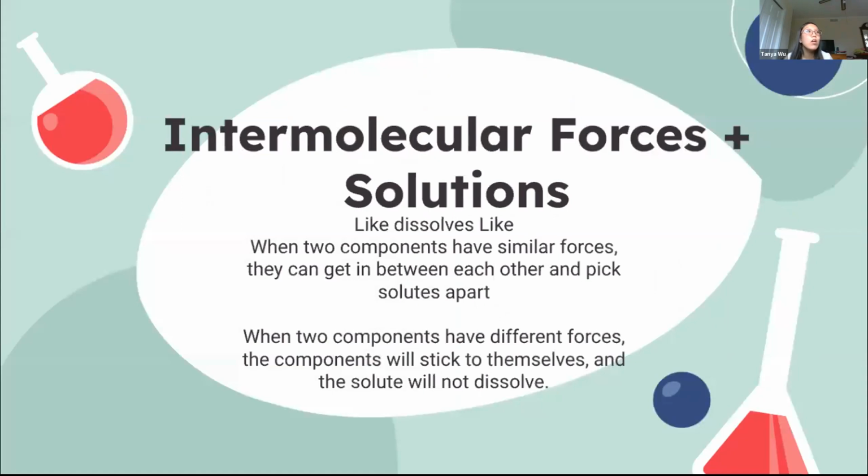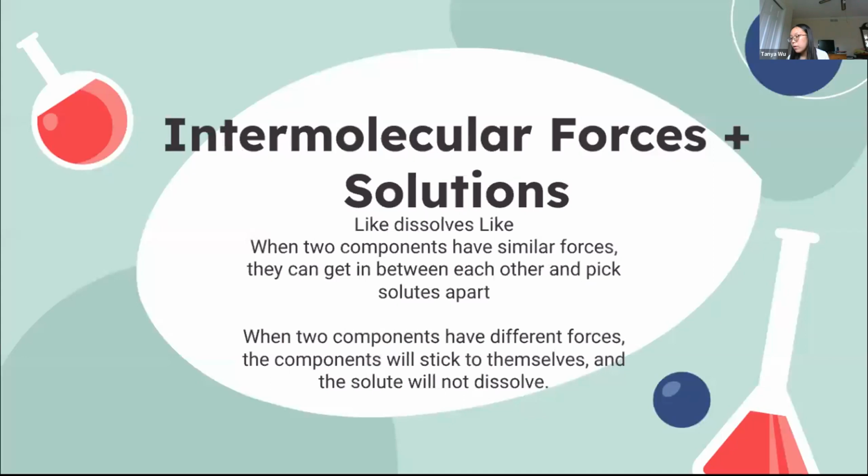So these have a lot to do with solutions because like dissolves like. So when you have two things like polar, they're going to dissolve each other. So if something has a net dipole moment, that means it's polar because it has more negative on one side and more positive on the other side. So since it will attract like onto the different sides of it, it will stick together.